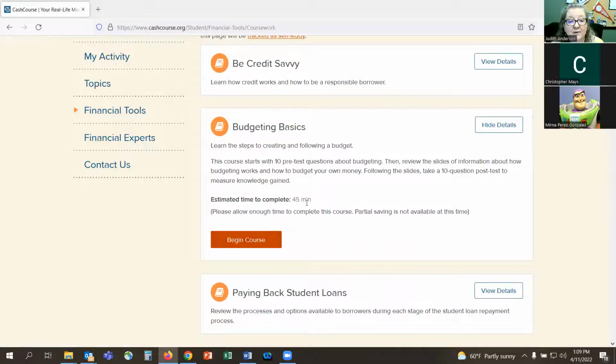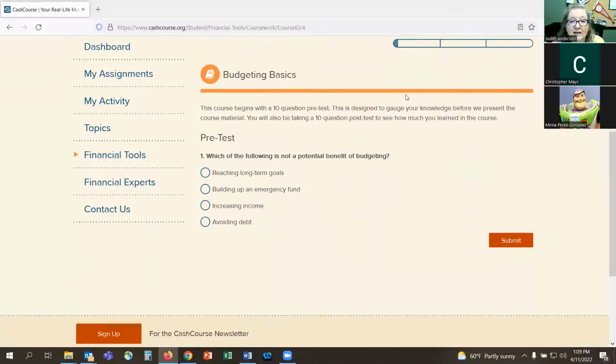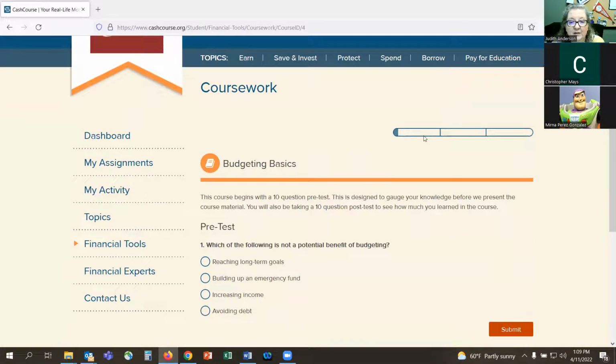Now this one takes 45 minutes to complete. It starts with a 10-question pre-test about budgeting, just to see what you already know about budgeting. And then there'll be a post-test with 10 questions, so you could see how much you learned during the course. If you wanted to do that one, you would just click on beginning and take the quiz, and it has the meter up here to let you know how far you are in completing the course.